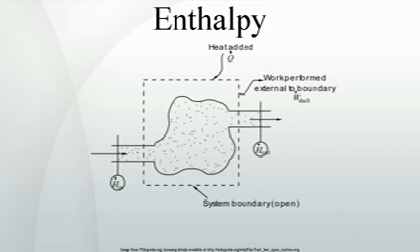Specific enthalpy. As noted before, the specific enthalpy of a uniform system is defined as h equals H over m, where m is the mass of the system. The SI unit for specific enthalpy is joule per kilogram. It can be expressed in other specific quantities by h equals u plus pv, where u is the specific internal energy, p is the pressure, and v is specific volume, which is equal to 1 over rho, where rho is the density.